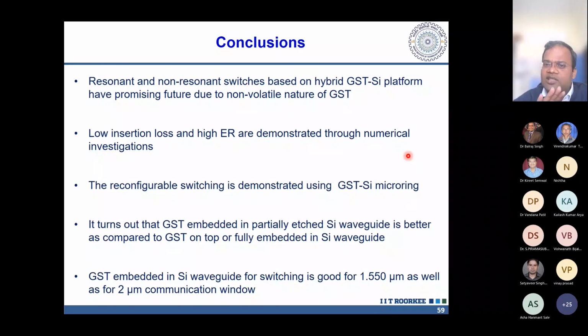So the conclusion is that these devices are non-volatile, which is why they are promising, and they will consume less power. We have obtained high performance at both the wavelengths. And it turns out that the reconfigurability, because of the thermo-optic coefficient, which is high in the amorphous case, has the potential for fully reconfigurable circuits.